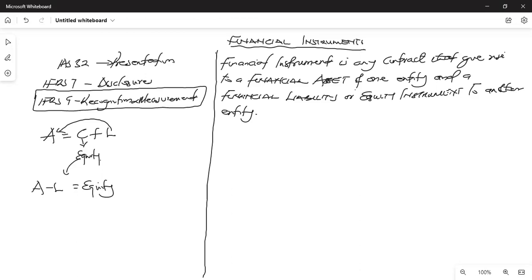We will come to the recognition and the measurement later, because here you will see that there are three things being mentioned: a financial asset, a financial liability, and an equity instrument. So you need to separate these things and give each one its recognition.